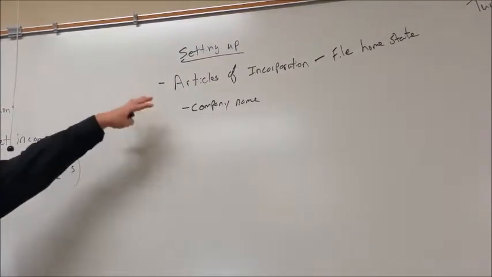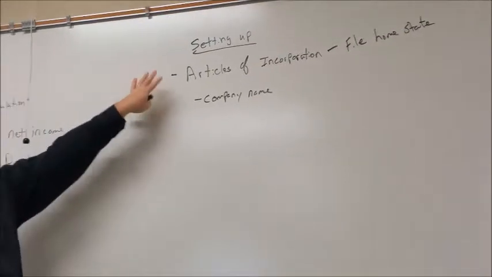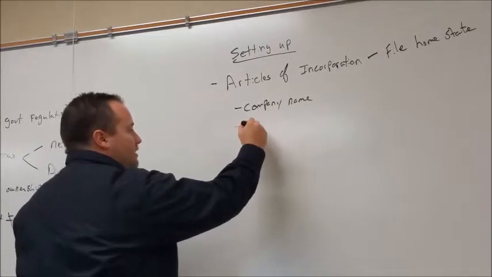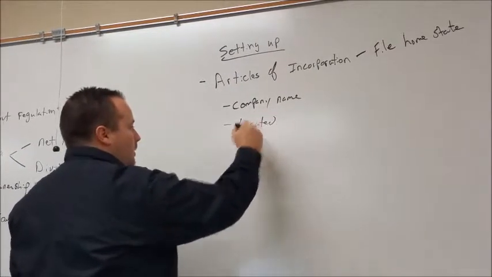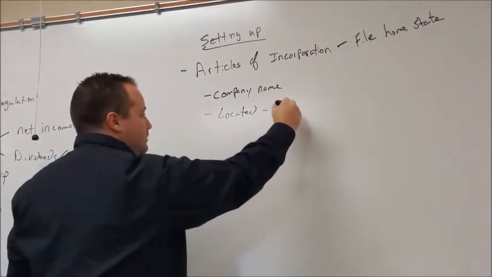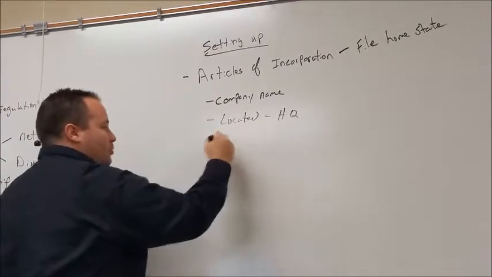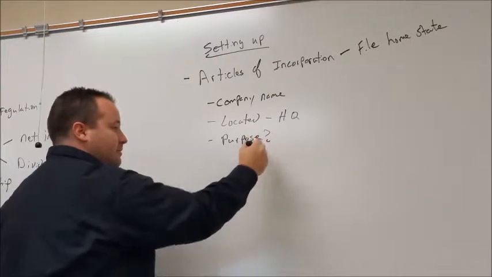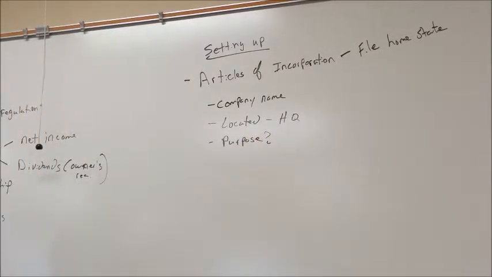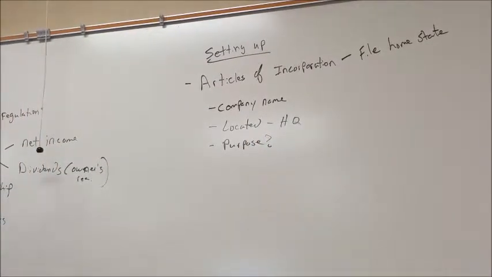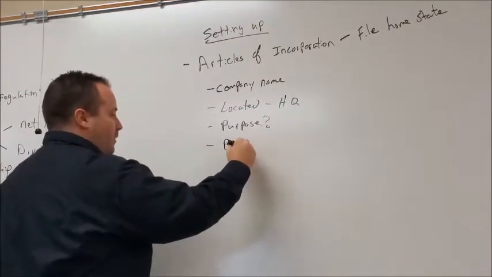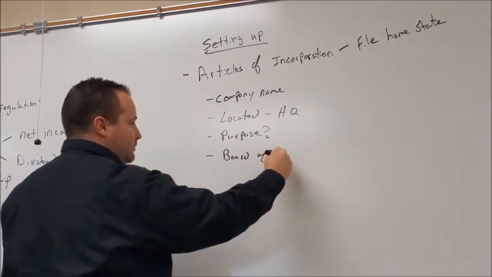So in your articles of incorporation, you're going to have some of the bare bones of your company: company name, where it's located, your headquarters. What's your purpose? Why is the company even in existence? Meaning, what do you make? How do you plan on making money? And you're going to list your board of directors.